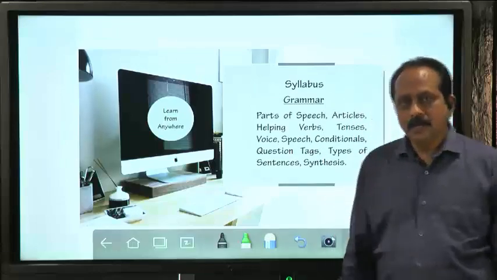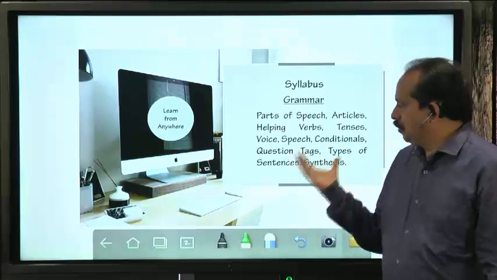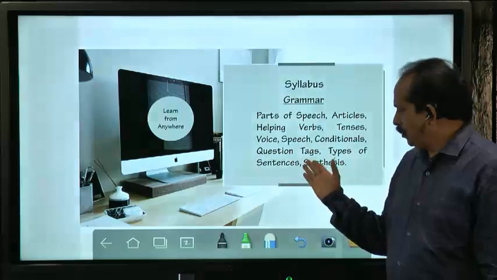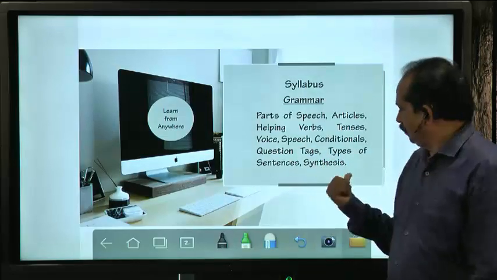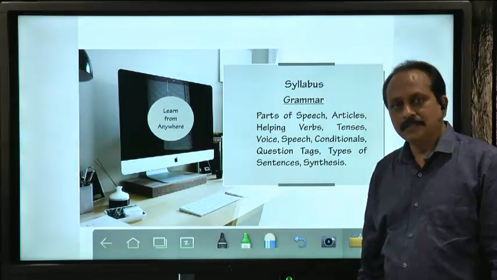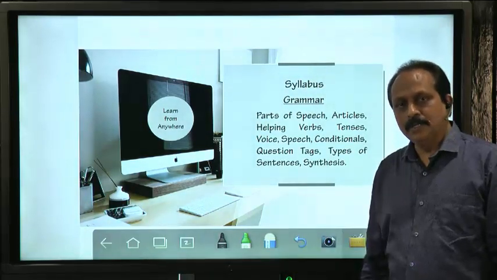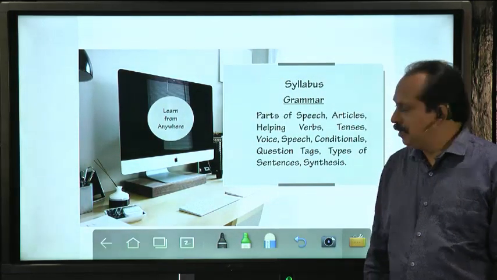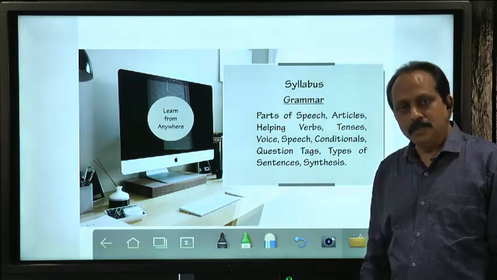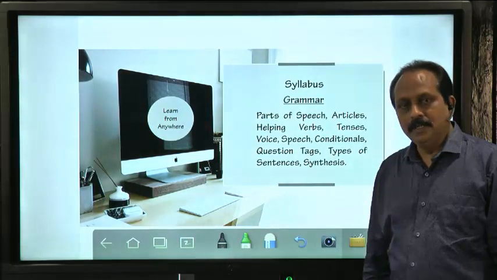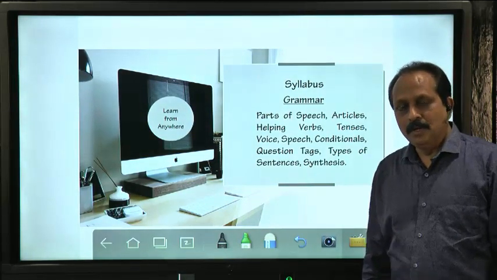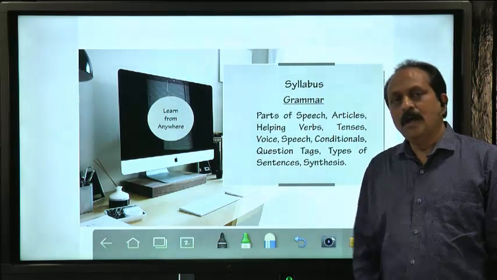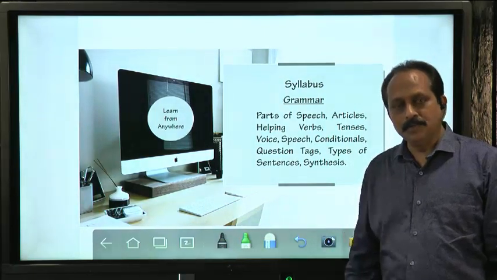What is the syllabus? When it comes to grammar, the syllabus is parts of speech, articles, helping verbs, tenses, voice, speech, conditionals, question tags, types of sentences, synthesis. These are all usual topics, but the way of teaching matters a lot. My approach and style is systematic teaching, conceptual clarity, and emphasis on rules. Whenever I teach a particular topic, I'll be focusing on the rules. And I may say some rule is important, some rule is not important.